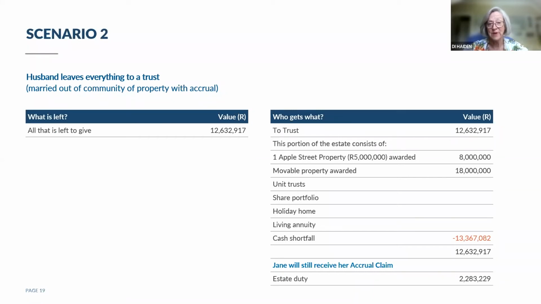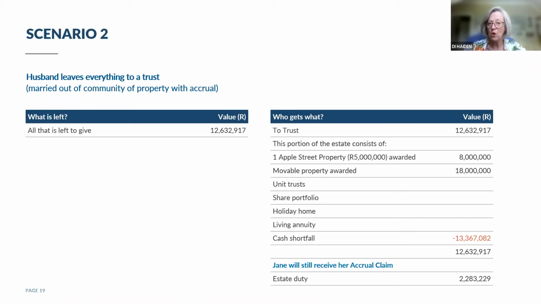There's now estate duty to pay. And there again, you've got the assets, as Sine has just explained. We've still got Apple Street. We've still got the shares, unit trust, holiday home. We've got a bigger cash shortfall. And we do now need to raise some money because we've got costs to pay of 1 million rand and we've got estate duty of 2.2 million rand. We're not commenting. We're not saying you shouldn't leave it to the trust. We're just here showing you the consequence and what we then have to manage in terms of winding up an estate and what cash has to go to various places.